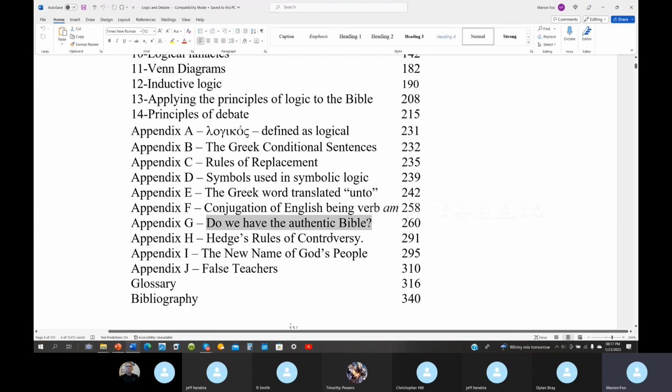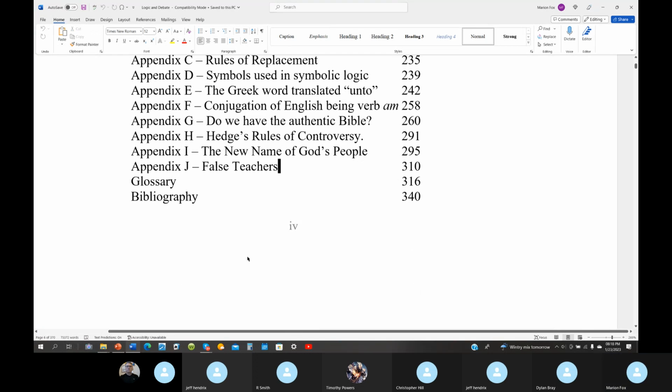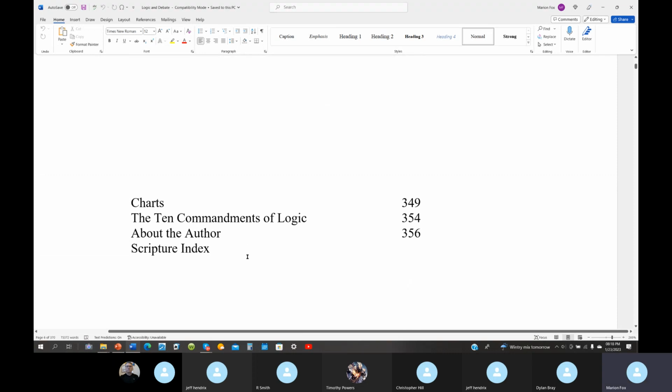Atheists say it's not. If you're looking at Hedges, Rules for Controversy, that's rules for debate. I believe they're real good rules. And we'll be looking at some logical principles, application of them to the new name of God's people. What is the new name? And then we'll look at what a false teacher is to illustrate some other principles of logic. Okay. All right. Any questions?